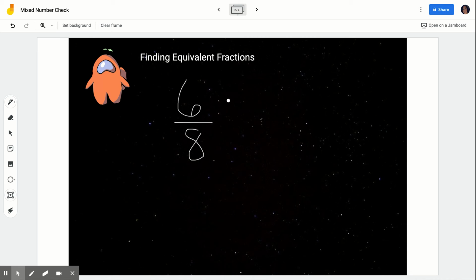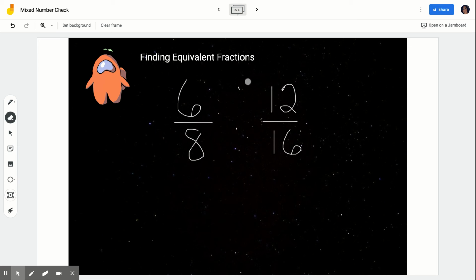So if we wanted to make the digits or the integers larger while we are working with these fractions, we could say 6, this is another symbol for times, 6 times 2 and 8 times 2. And that's going to give me another fraction that is equivalent. So 6 times 2 is 12, and 8 times 2 is 16. So 6/8 is equivalent to 12/16.